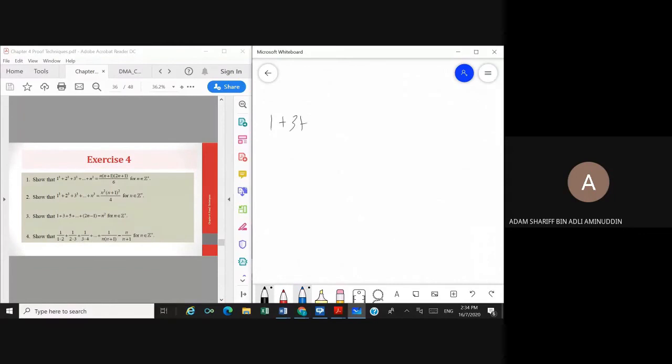1 plus 3 plus 5 until 2021. It must be odd. What is the formula? It is n squared. What is n? So the answer will be 1011 squared. Very fast.